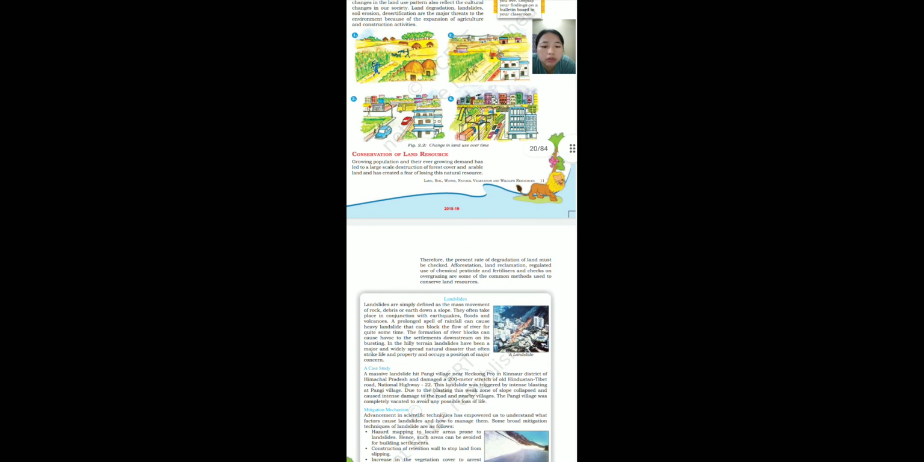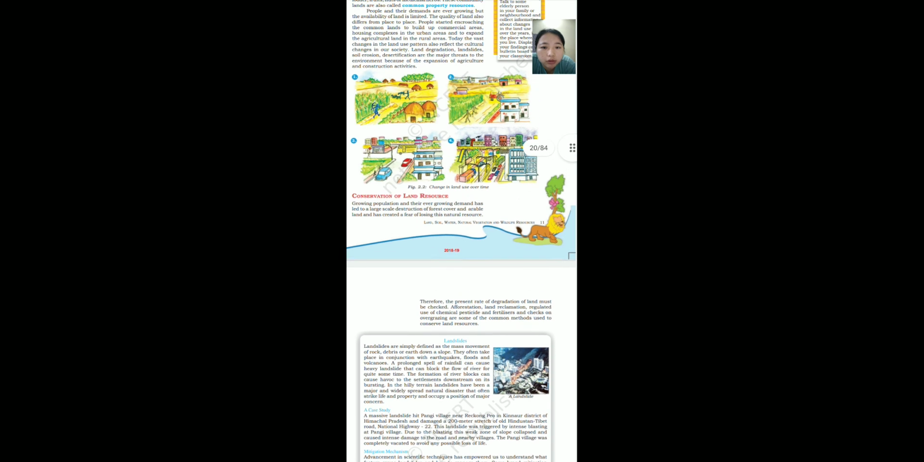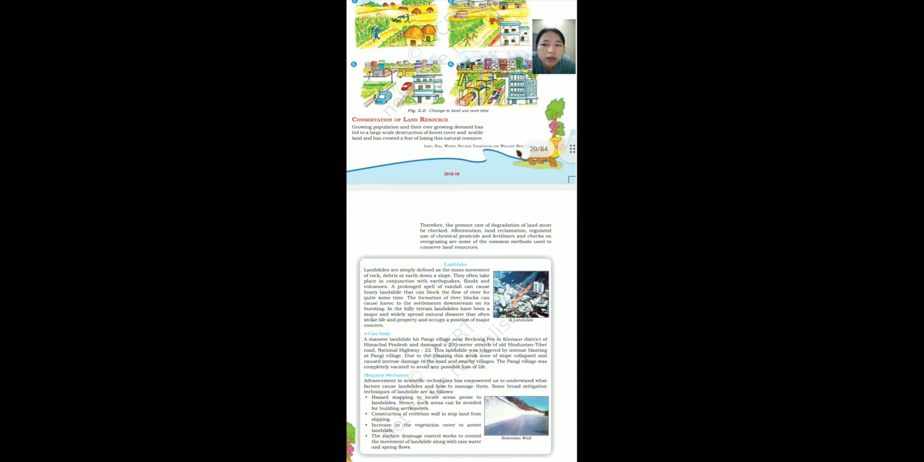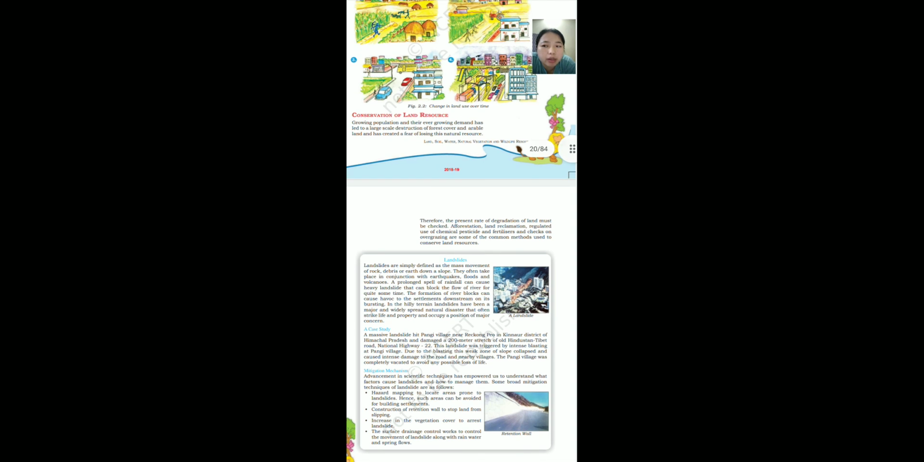Therefore, the present threat of degradation of land must be checked. Afforestation, land reclamation, regulated use of chemical pesticides and fertilizers, and a check on overgrazing are some common methods to conserve the land resources. We have to save the environment, and to save it in a general way, the government has to check the degradation of land and its quality.